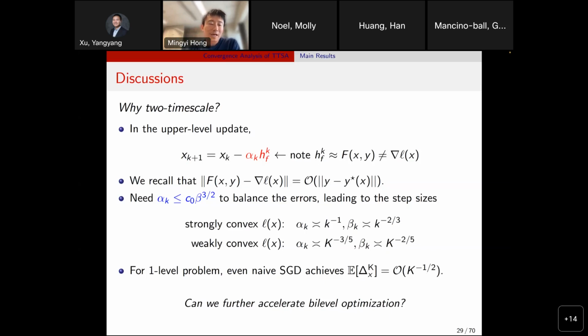And then later we had some connection with the actor-critic algorithm. Basically, we said that it's possible to show that the actor-critic algorithm in reinforcement learning is an instantiation of this bilevel 2-time scale algorithm. Okay, but I will not discuss that here. Okay, any questions so far?